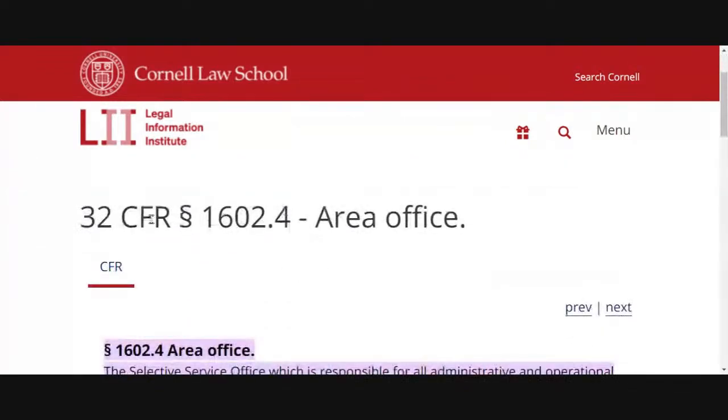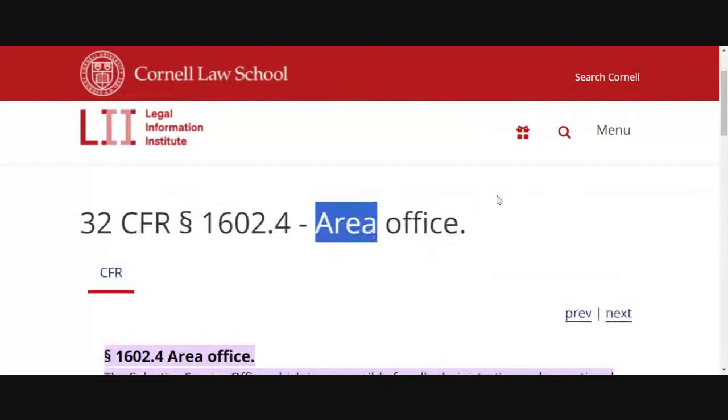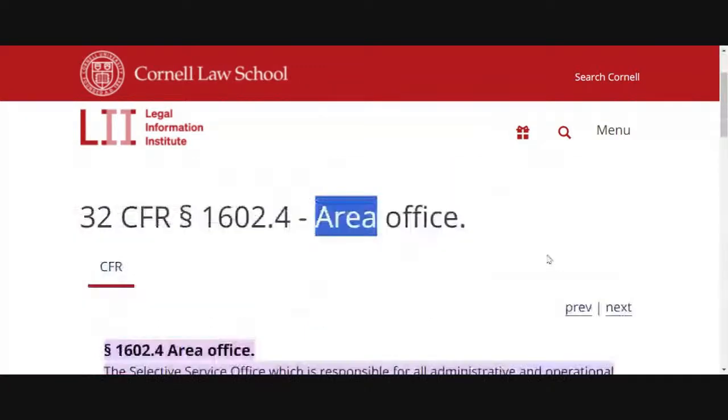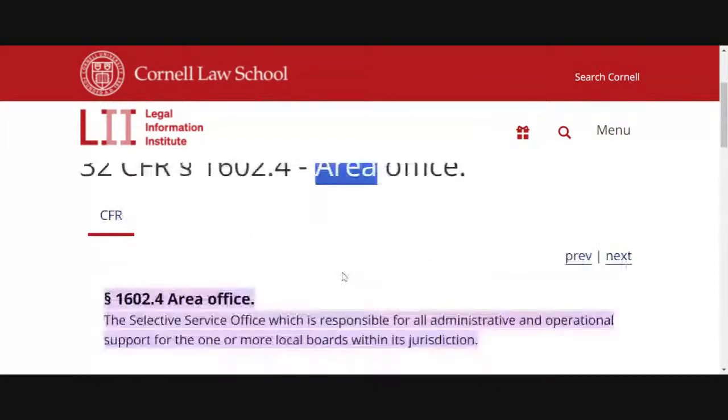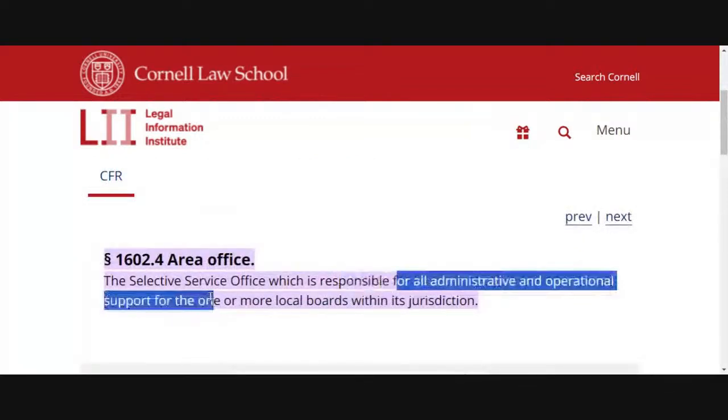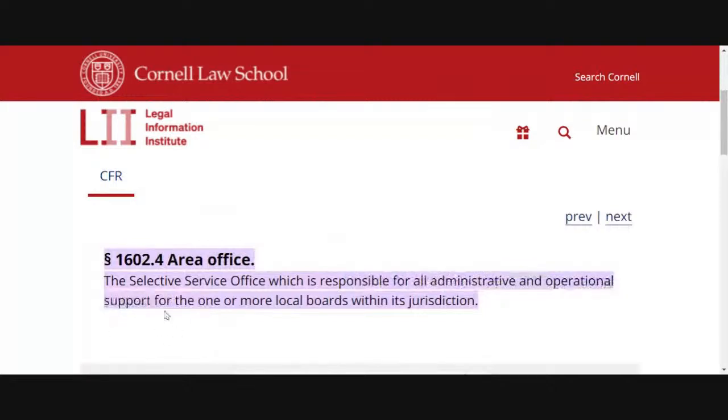Area office, not the district office, the area office. Again, it's a military in regards to national defense. The field is the area of play. Selective Service Office, which is responsible for all administrative and operational support for the one or more local boards within its jurisdiction. It is a military law. It's martial law.